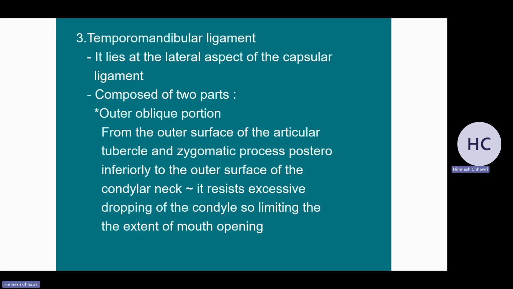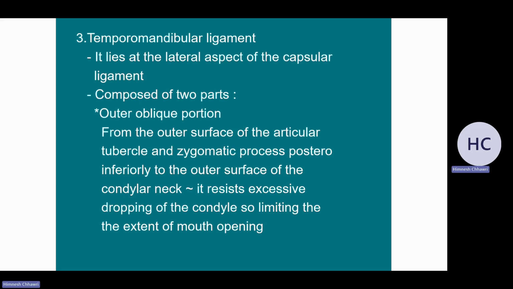The outer part, which is the oblique part, runs posterior inferiorly. That is, it runs downwards and behind towards your ear. You don't have to know specific landmarks, but to impress the professor, you can say that it runs from the articular tubercle to the zygomatic process. But to say that it runs posterior inferiorly on the TMJ is enough.